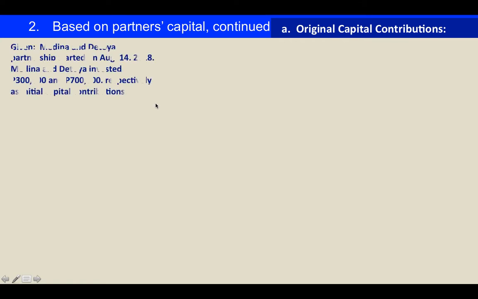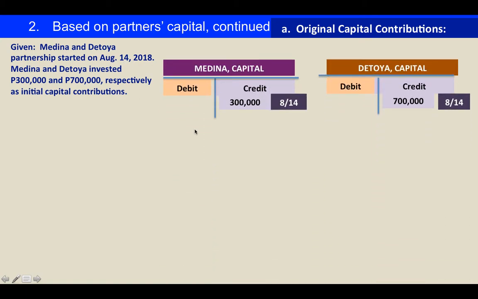Okay, class, let us move on. Now, we are going to continue based on partners' capital. In this illustration, we are going to illustrate the original capital contributions. So if we look at the given, the original capital was on August 14, 2018. And they have this capital structure on August 14. So Medina has 300,000 and De Toya has 700,000.